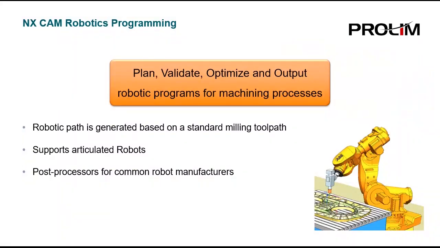Using CAM for robotics programming, we can easily and faster create 3D and complex toolpaths. So we can also plan, validate, and optimize the process. And using the CAM post-processors, we can output robot code, and also we can develop and customize those post-processors if needed.